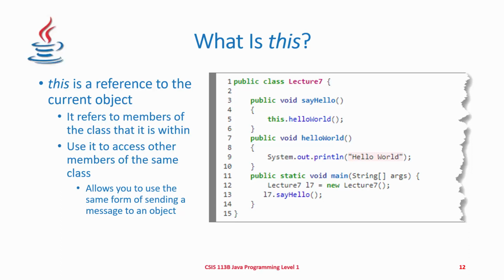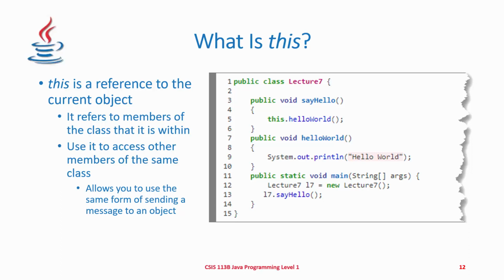So going back to the previous example, we're still creating an instance of the class, and in this case now we're calling the new method that we created, which is the say hello method, and you'll notice that the say hello method, the statement inside of there, uses this keyword to then call the hello world method.